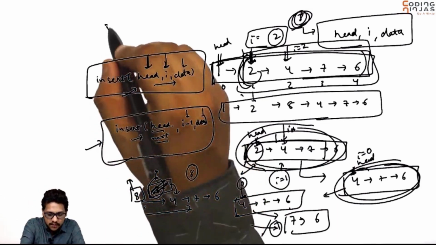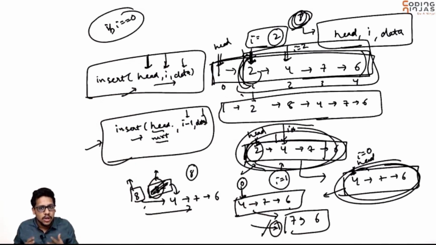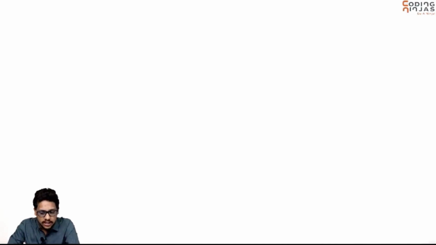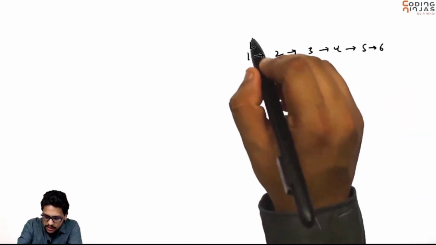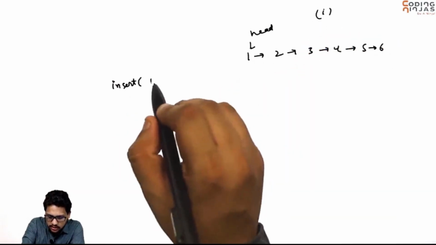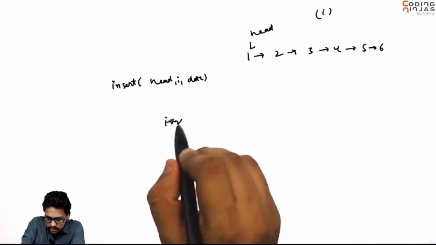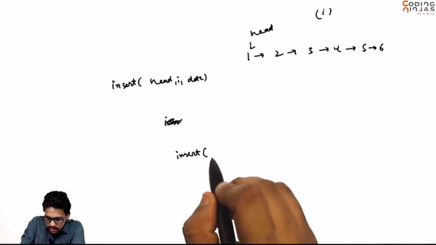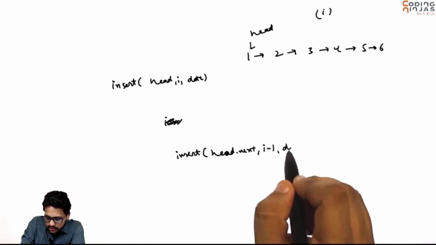Your base case will be if i becomes equal to 0, because at 0th position you can solve the problem. You do not need to solve the subproblem. You can just solve your problem there and return the head from there. So we have discussed up till now that if my head is here and I need to insert at position i with a given data, I will call insert in the next part of the linked list, that is head.next, at position i minus 1 and the data.